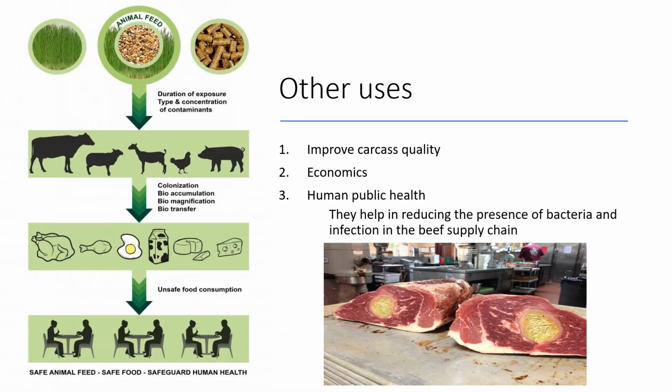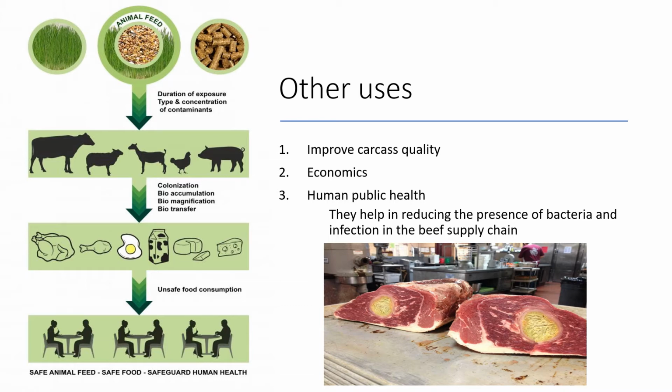So what are some other uses of it? They improve carcass quality, they increase economics, they increase profitability for producers wherever they are in the supply chain, and they improve human public health. They help human public health by reducing the presence of bacteria and infection in the beef supply chain, and that could be in lots of different ways.